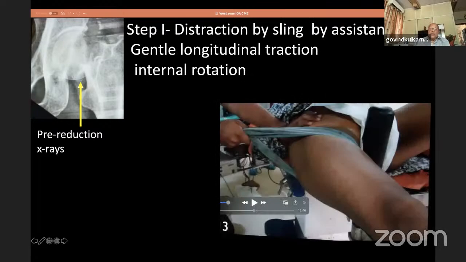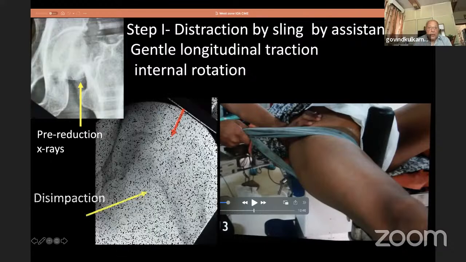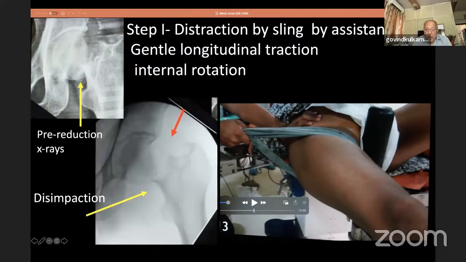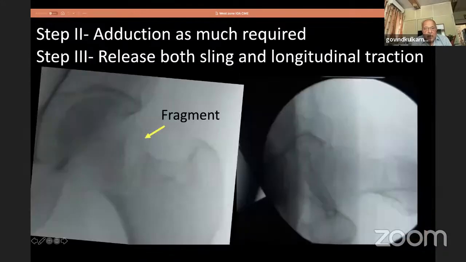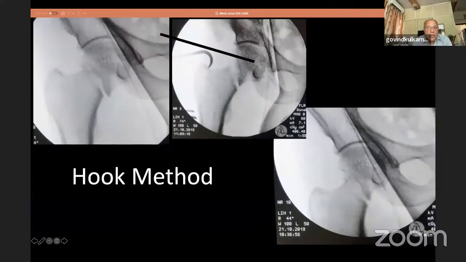What we do is we pass a sling around the proximal thigh and pull it laterally and distally so that this impacts the fragment. Note here there is a disimpaction, and then we do longitudinal traction, internal rotation, and some adduction and abduction of the fragment. There is a small fragment there which is seen, but this is anatomical reduction in both AP and lateral views. This is a very good method.